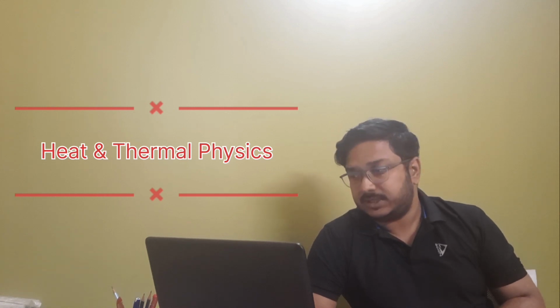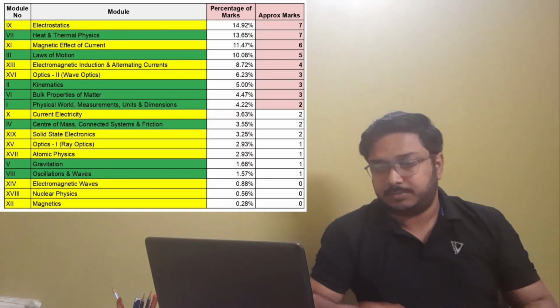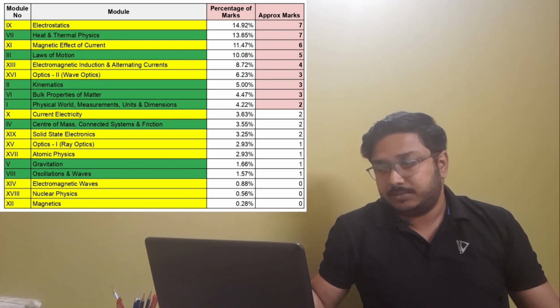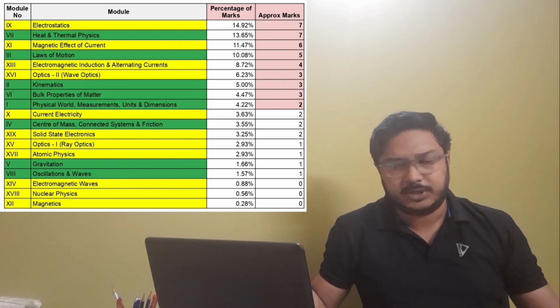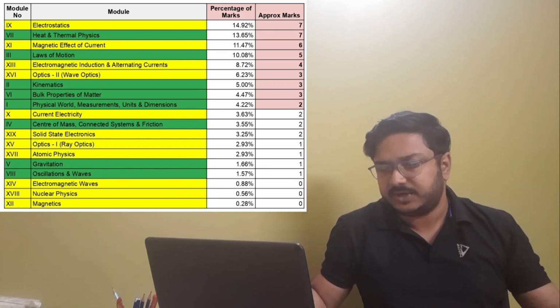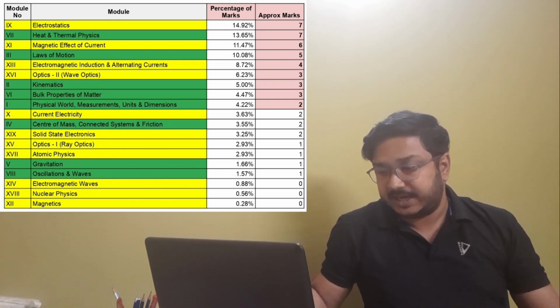Magnetic effect of current, having approx marks of 6, followed by laws of motion, electromagnetic induction, and alternating current. Then we have optics 2, which is basically wave optics, followed by kinematics, bulk properties of matter, physical world, measurements, unit and dimension. Then we have current electricity, center of mass, solid state electronics, ray optics, wave optics, gravitation, oscillation, electromagnetic wave, nuclear physics, and magnetics.